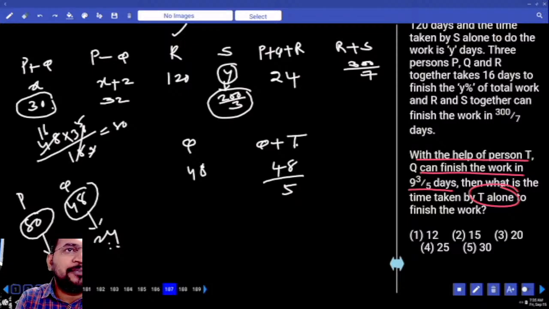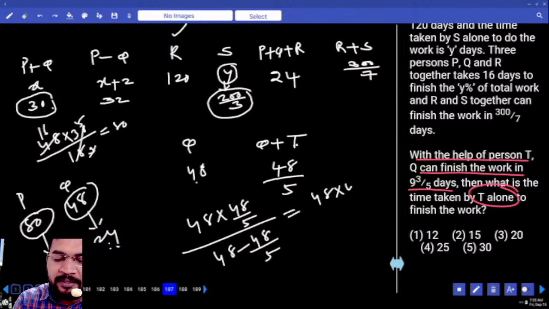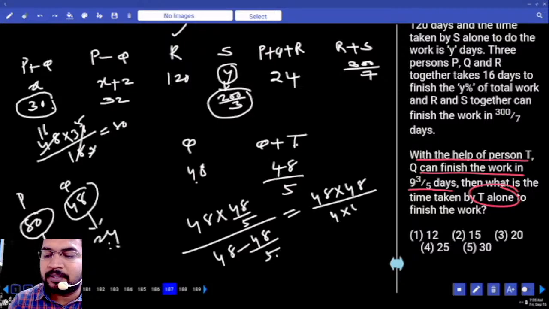T alone means what do we do? If you subtract Q from QT, then you will get what? T. That means 48 into 48 by 5 by 48 minus 48 by 5. 5 automatically gets cancelled. 48 into 48 by 5, 48 times 5; 48 minus 48, 4, 48 times. 4 into 48, 48 gets cancelled. 48 by 4 is 12. Your answer is 12.